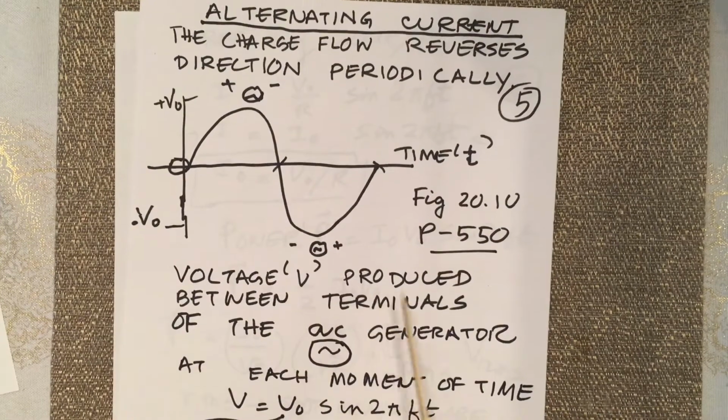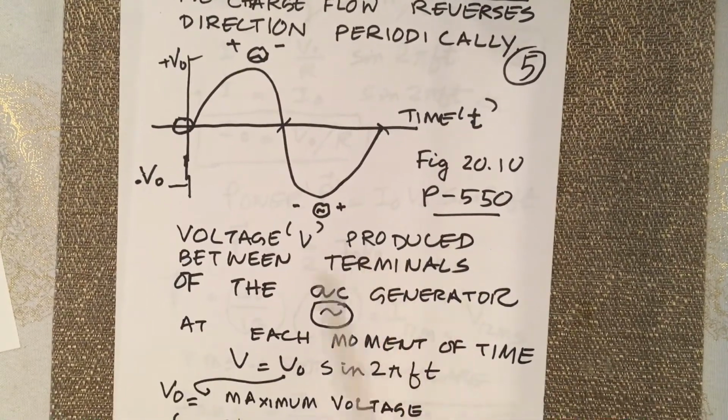So voltage is produced between the terminals of a generator. The symbol of a generator is this, as you see here, which is alternating current.